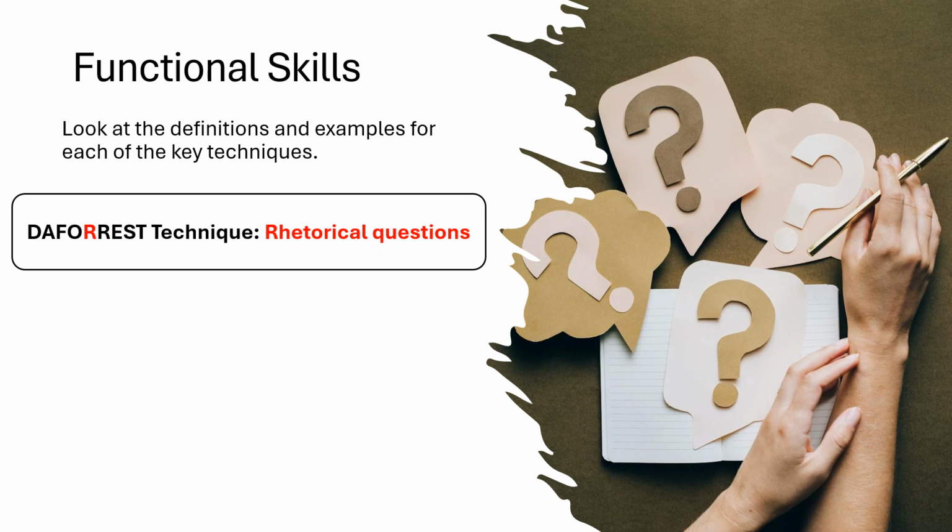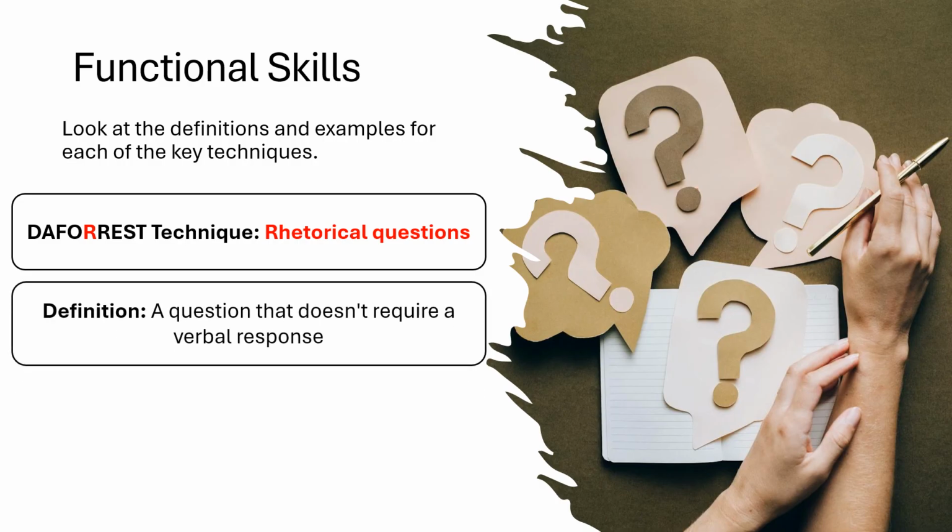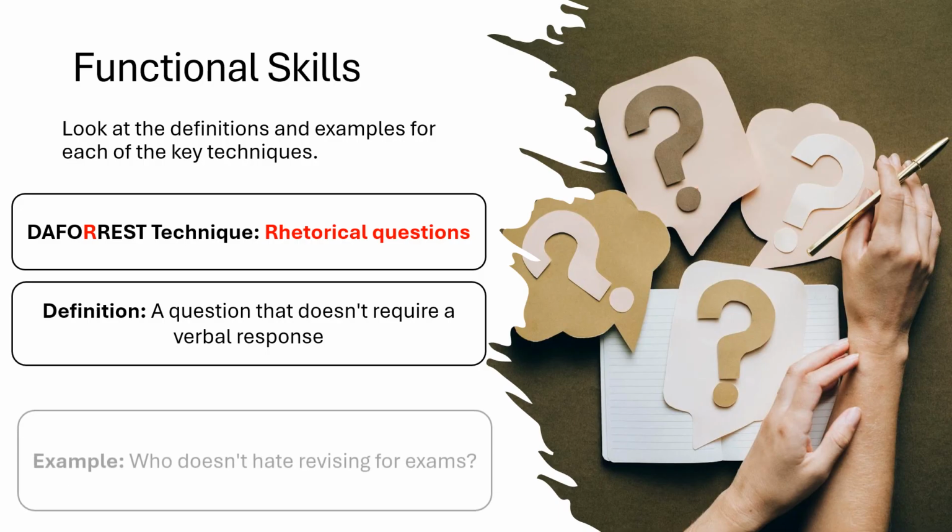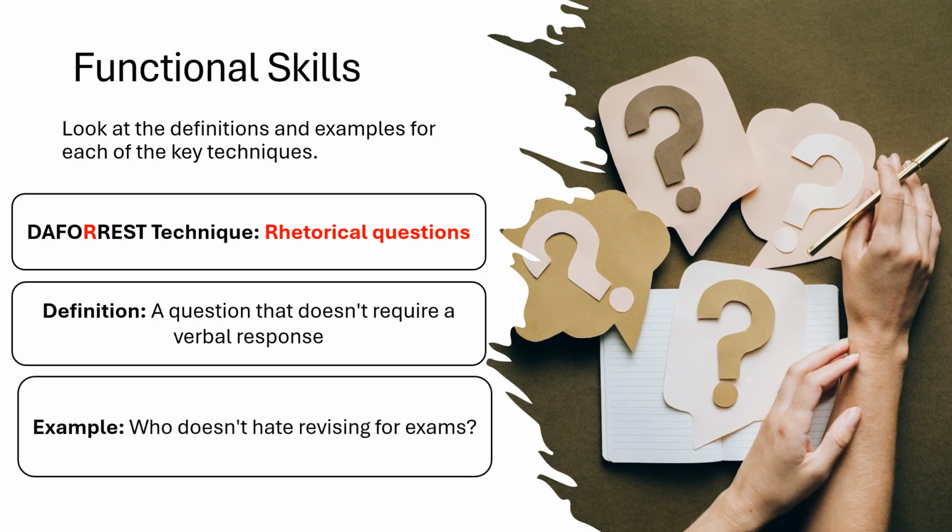Next, we have rhetorical questions. Now this is probably one of the most fundamental techniques to use, especially if you're writing a speech or something like that. A rhetorical question is a question that doesn't actually require a verbal response. So even though you're asking a question, you're not going to get someone voicing their opinion back at you. The reason why we use this is because it helps people to actually engage with what you're trying to communicate, especially if it's in a speech or in an article or something like that.